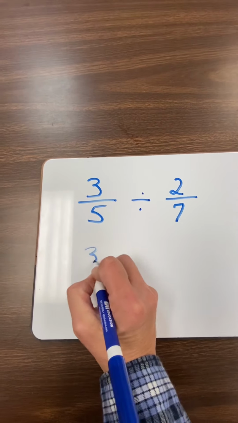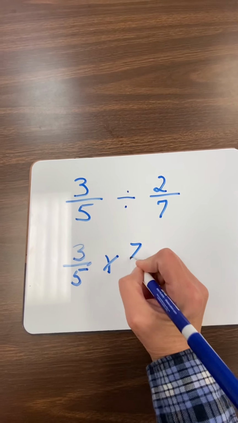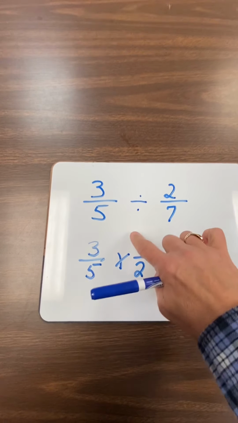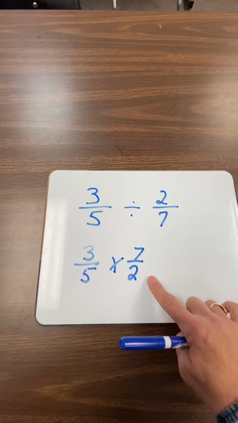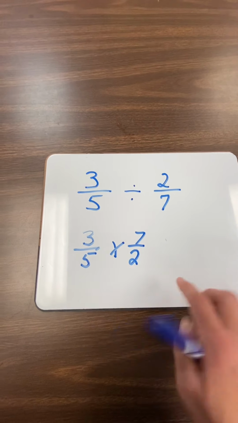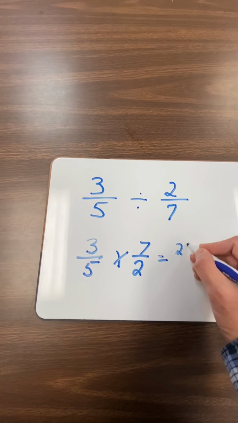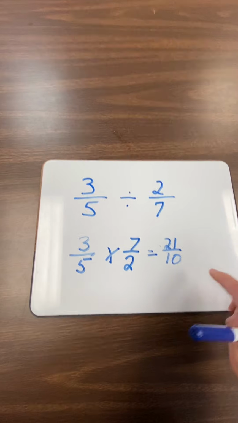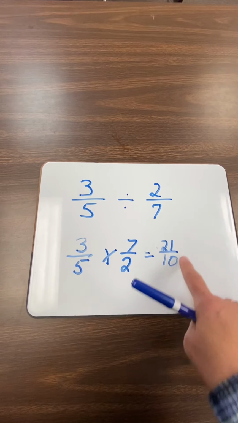So 3/5 times 7/2. Remember, to change this to multiplication, you have to do the reciprocal here. 2/7 would go to 7/2. Okay, nothing can reduce within the problem, so we're just going to multiply. 3 times 7 is 21. 5 times 2 is 10. And we have 21/10. Okay, so it's an improper fraction.